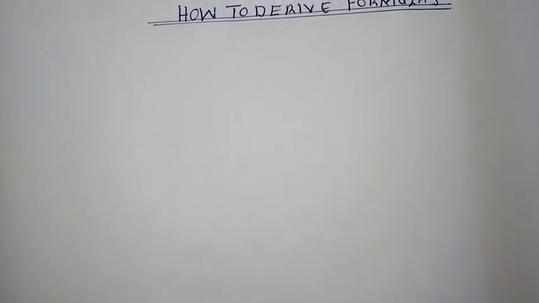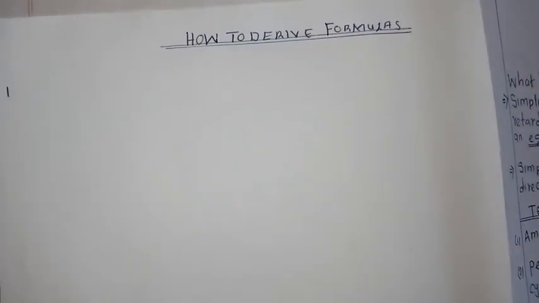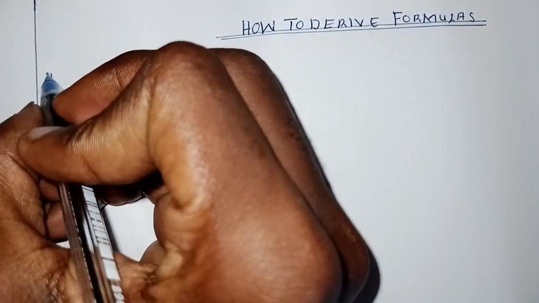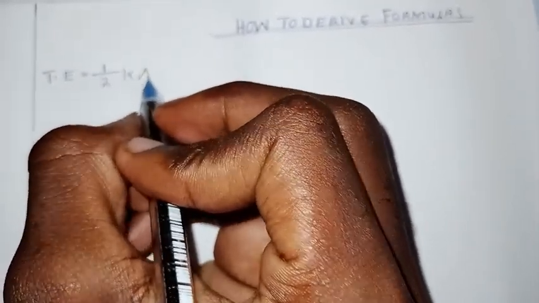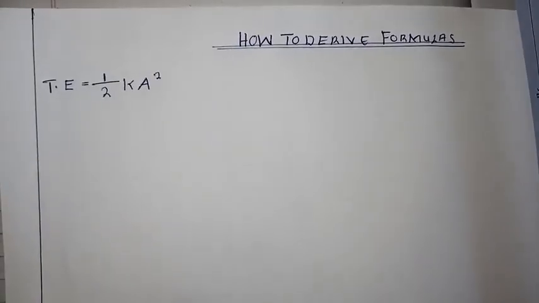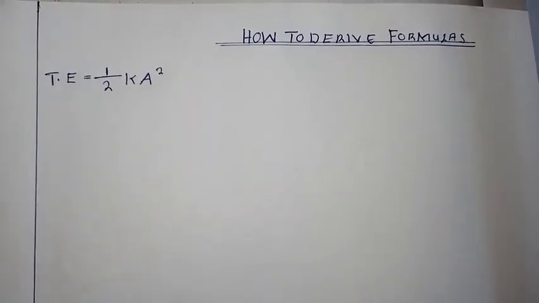Now, the total energy is given by the formula one over two k A squared. Okay, so now, how did they come up with this formula?